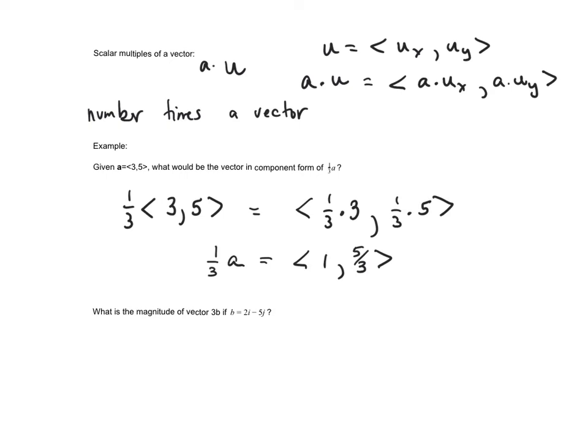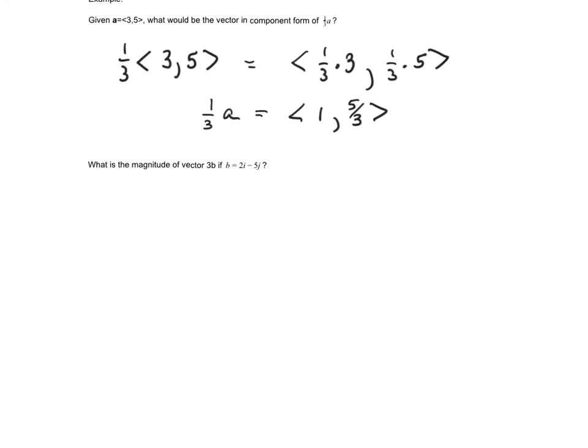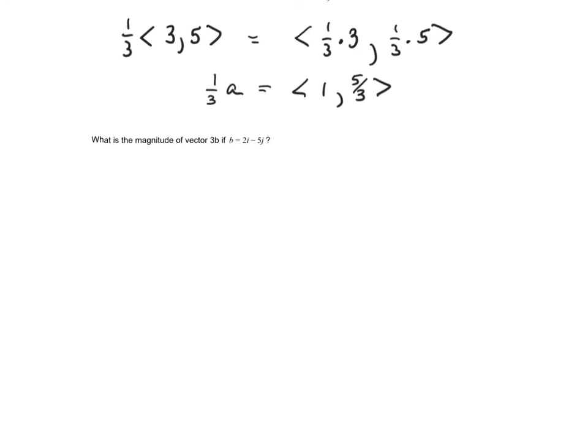Now, once you have your new vector, you can find magnitude, you can find direction, you can do all those things. So let's say we have vector b, which is 2i minus 5j. It says I want vector 3b. So the first thing I would do is figure out what vector 3b is. I'm just going to multiply 3 times both of these components. So this will be 6i minus 15j.